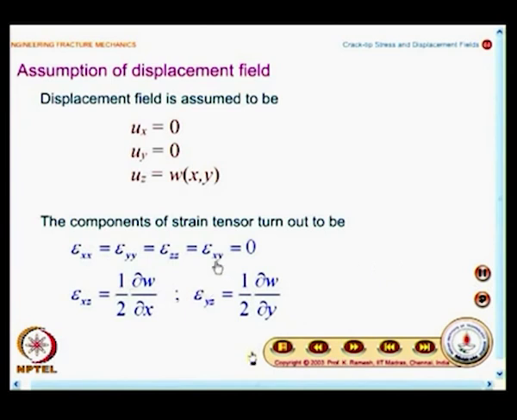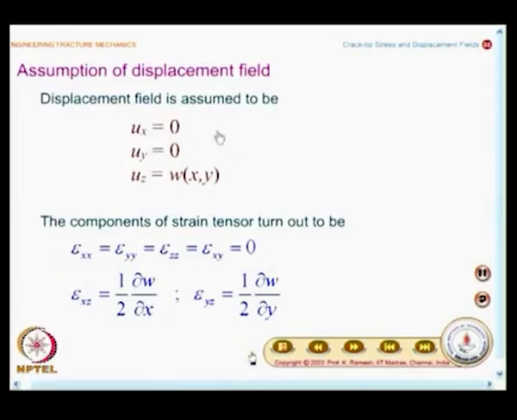So, I have them here because I have u x equal to 0, u y equal to 0, I have epsilon x x is 0, epsilon y y is 0, because u z is a function of only x comma y, epsilon z z is also 0, then epsilon x y is 0. So, the non-zero strain components are only epsilon x z, that is given as 1 by 2 dou w by dou x, and epsilon y z is given as 1 by 2 dou w by dou y.